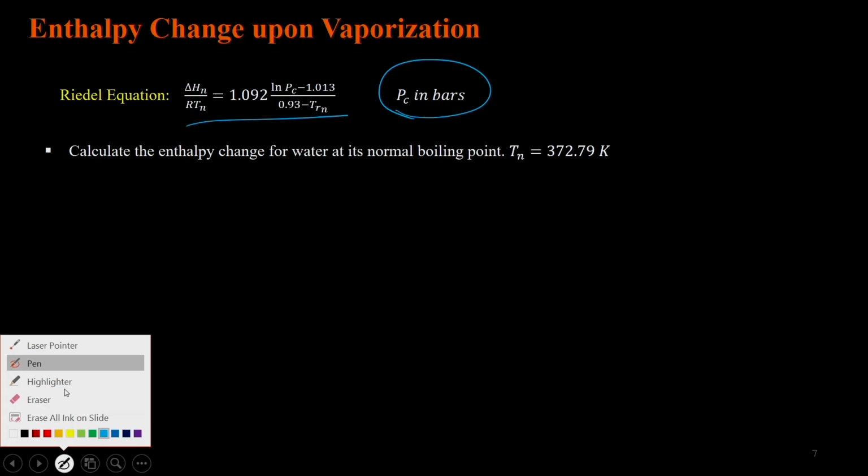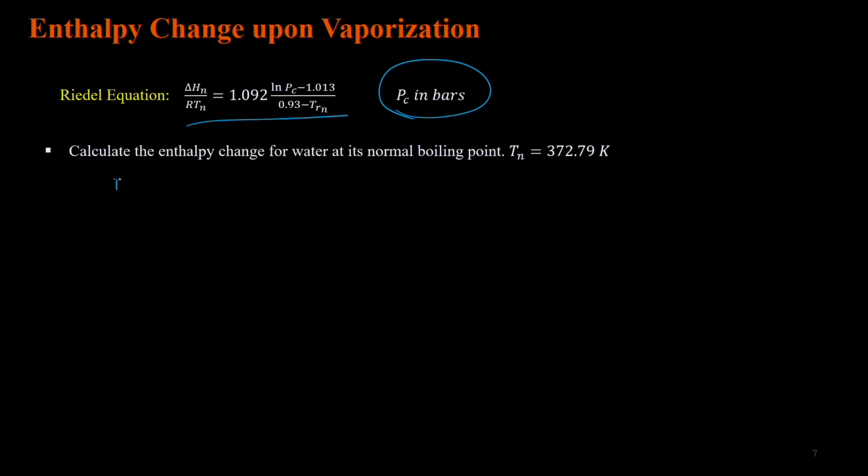If I were to use this equation, the first thing I would need is PC, and the critical pressure for water is 220.55 bar. And because I have to calculate TR at the normal boiling point, I would also need TC. And for water, the critical temperature is 647.1 Kelvin. So TRN is going to be Tn over Tc, the reduced, or 372.79 over 647.1, which turns out to be 0.576.